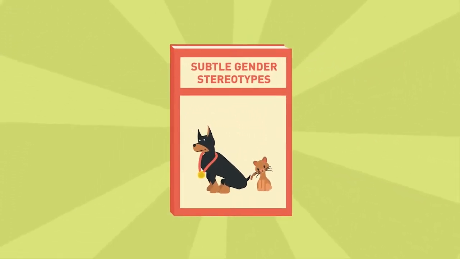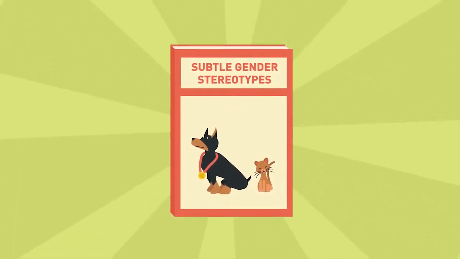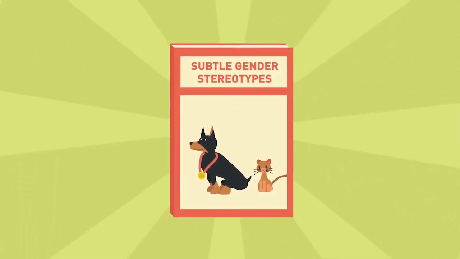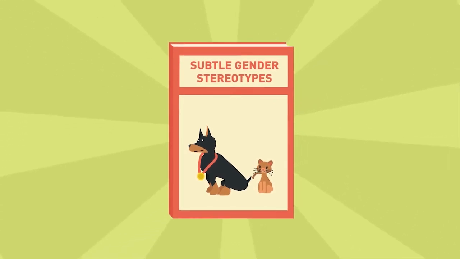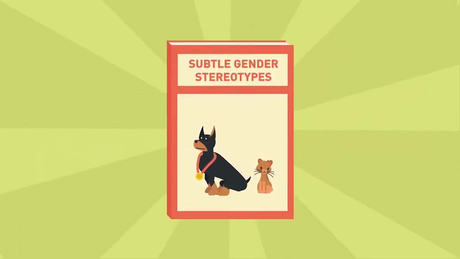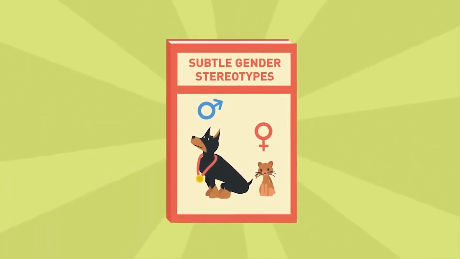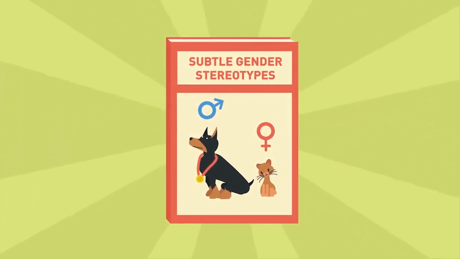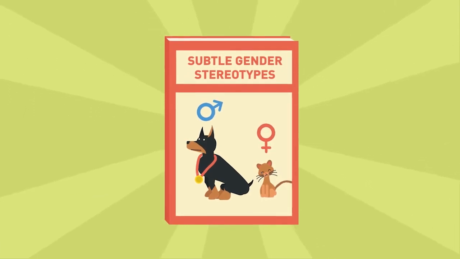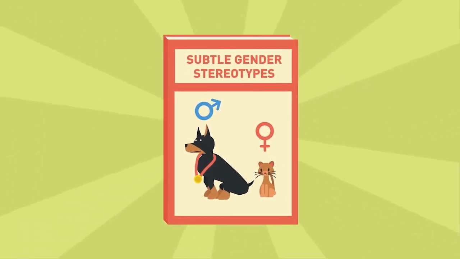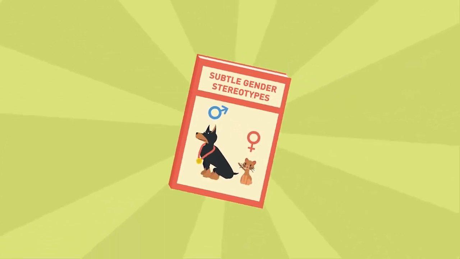Sometimes gender stereotypes are hidden or subtle. At first glance, a picture or story may seem gender neutral, but if we look a little harder, we notice that the characters are assigned stereotyped gender characteristics, such as male characters being strong and female characters being scared.